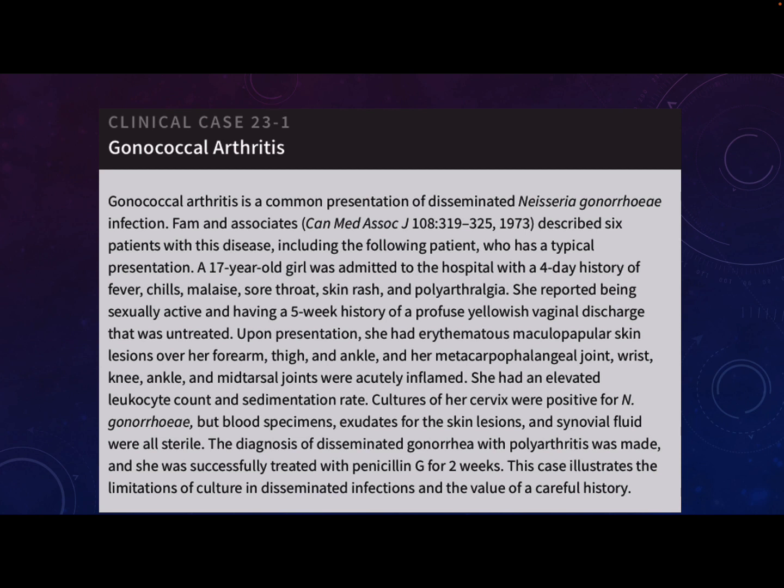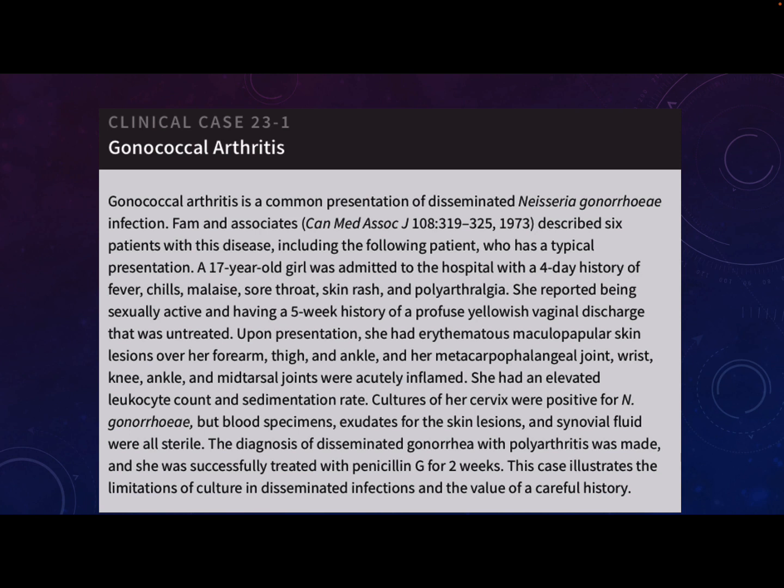Upon presentation, she had red skin lesions all over her forearm, thigh, and ankle. Her finger joints, wrist, knee, and ankle were acutely inflamed. Elevated white blood cell count. Cultures of the cervix were positive for gonorrhea. Blood specimens, exudate of the skin lesions, and joint fluid were all sterile. The diagnosis of disseminated gonorrhea with polyarthritis was made, and she was successfully treated with penicillin G, which is not exactly the same as penicillin, it's a modified form, for 2 weeks.